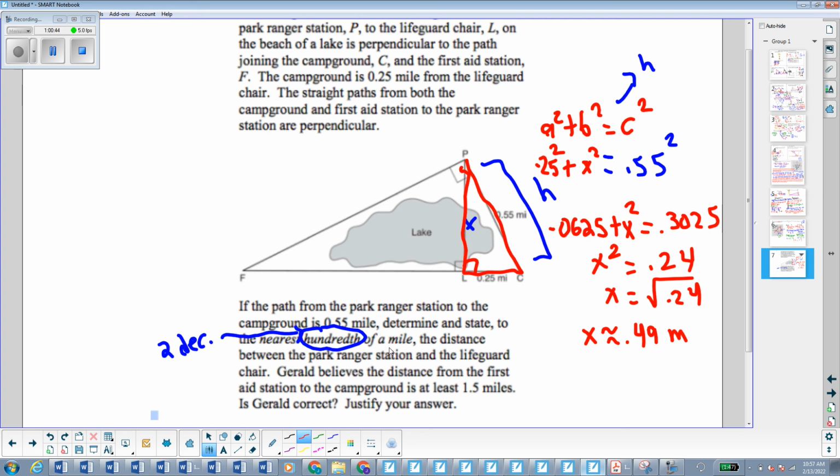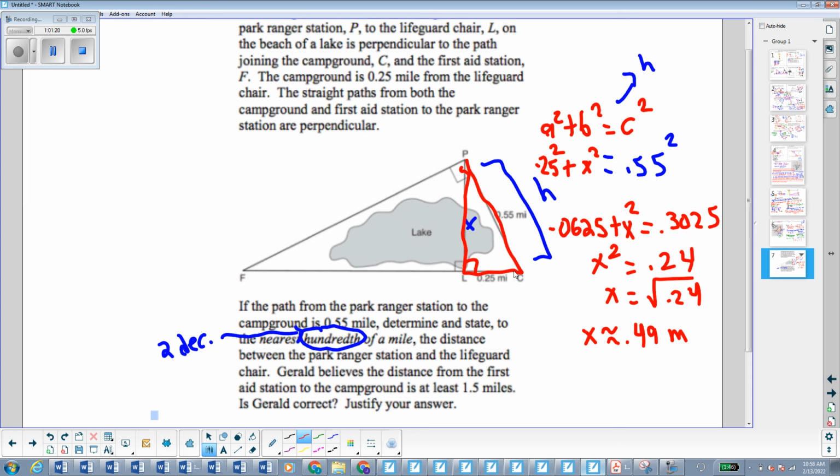Gerald believes the distance from the first aid station to the campground, so from F to C, is at least 1.5 miles. So Gerald believes that if he goes from point F to point C, it's going to be either 1.5 miles or more because it's going to be at least 1.5 miles. So he thinks that it's probably more than that. It could be 1.5, but it's definitely not going to be less than that. So let's see if Gerald is correct in his belief.